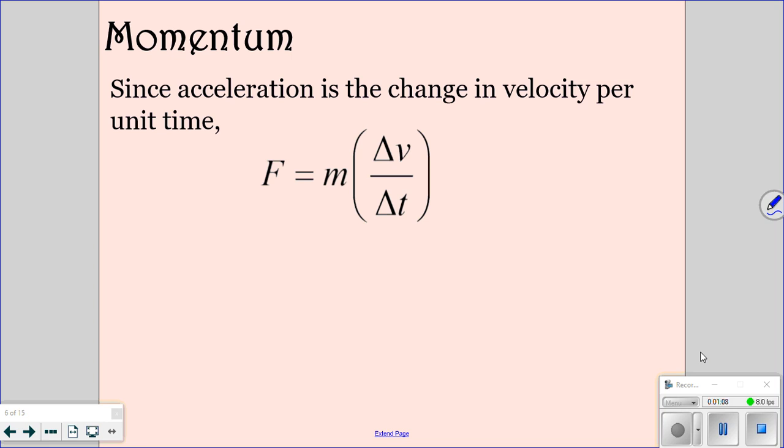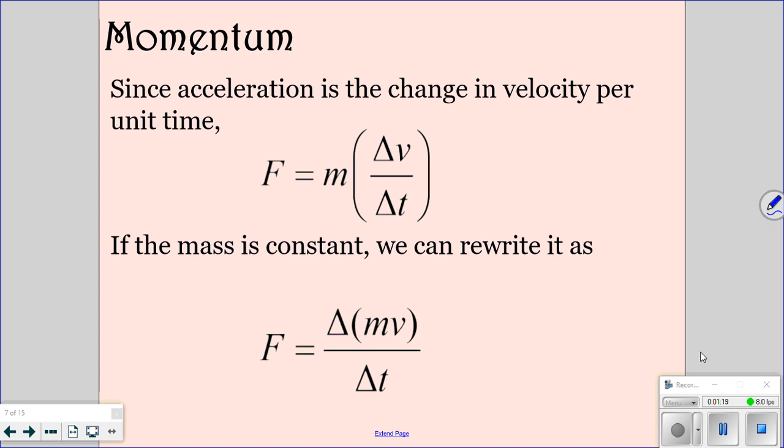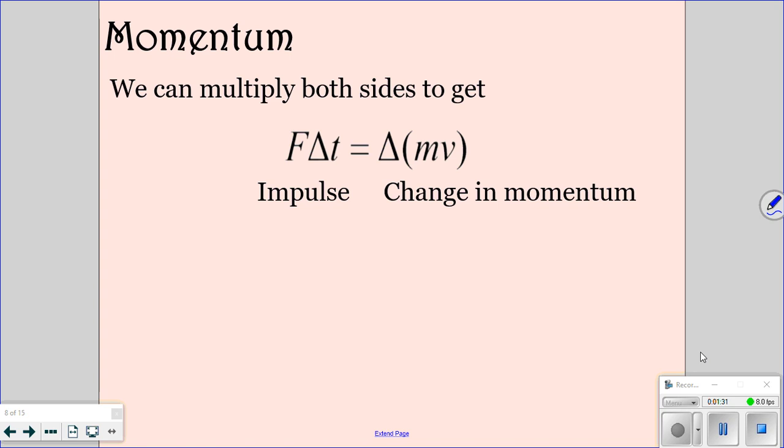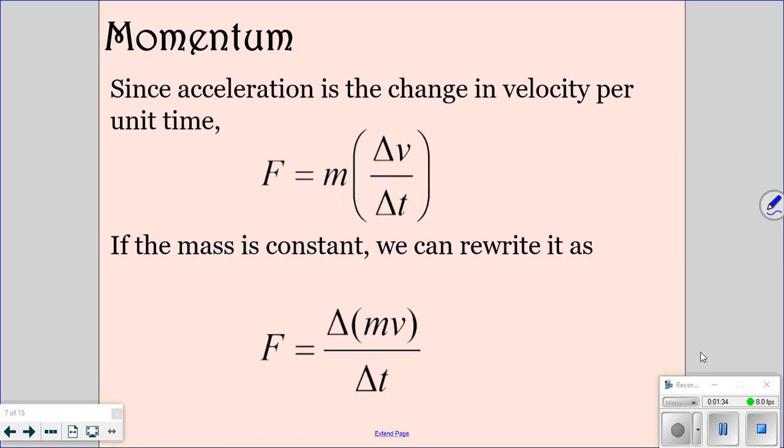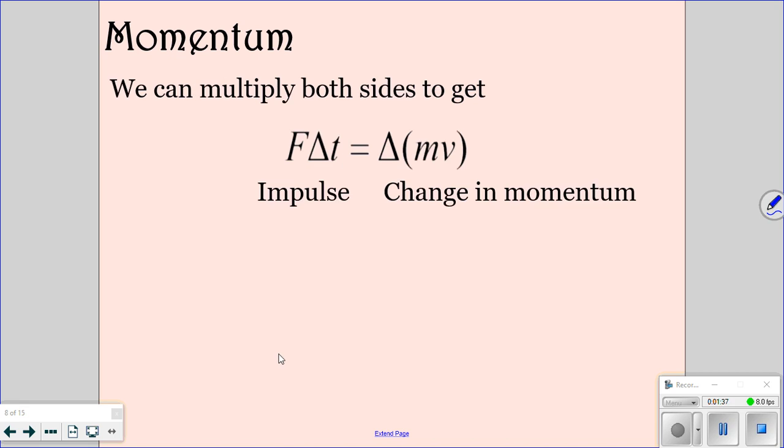Since your acceleration is just a change in velocity per time, F equals ma can actually become F equals m times change in velocity over change in time. And if your mass is constant, then we can write it like this: change in mass times velocity over change in time. And then you can multiply both sides by your delta t. Just multiply the delta t over here, and you get this equation. This is called your impulse, and this is called your change in momentum. So that's a formula you probably want to write down on your formula sheet. Your impulse and your change in momentum.